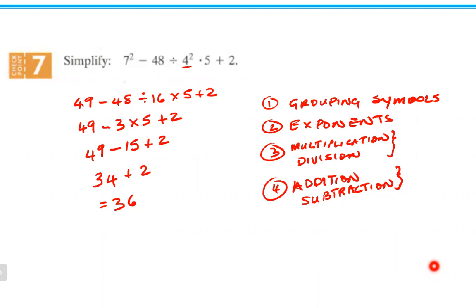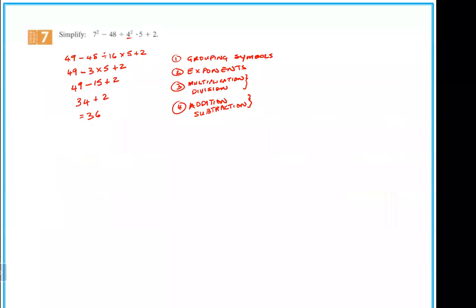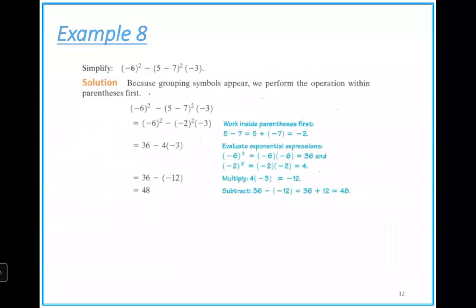So now let's look at this other example. So it's basically the same principle we are following, but this time we do have some grouping symbols. Now, we have to be careful when we look at some of the questions, because even though brackets may be there, some of those brackets are not actually grouping symbols.